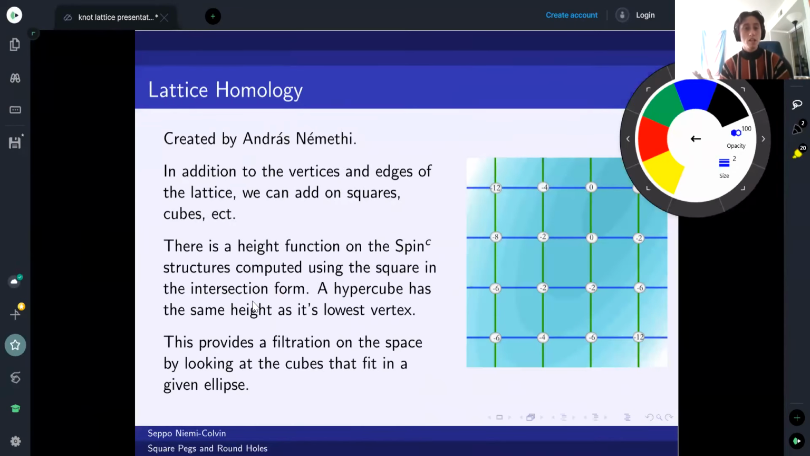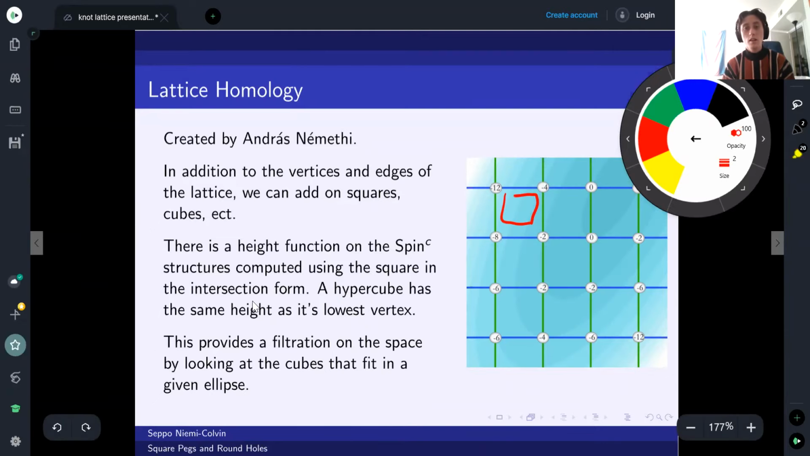So lattice homology was created by Andras Nemethy. In addition to the vertices and edges of the lattice we had on the previous slide, we can also add on the squares. And if we had a third dimension, there would be cubes that we could add in. And this will give us a cube decomposition of Euclidean space. There is then a height function on the spin C structures that is computed using the square in the intersection form. That is how we get these ellipses.